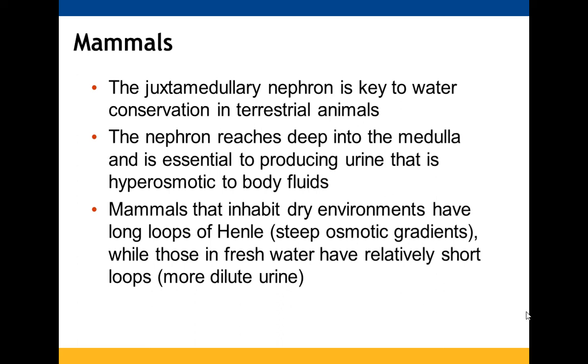When you live in a dry environment, you're going to have longer loops of Henle to help have those osmotic gradients that are pretty steep. While if you're in fresh water, so you've got plenty of water available, you aren't going to need as steep of an osmotic gradient. You're not going to need to use up as much energy to produce that urine. And so your loops are going to be fairly short.